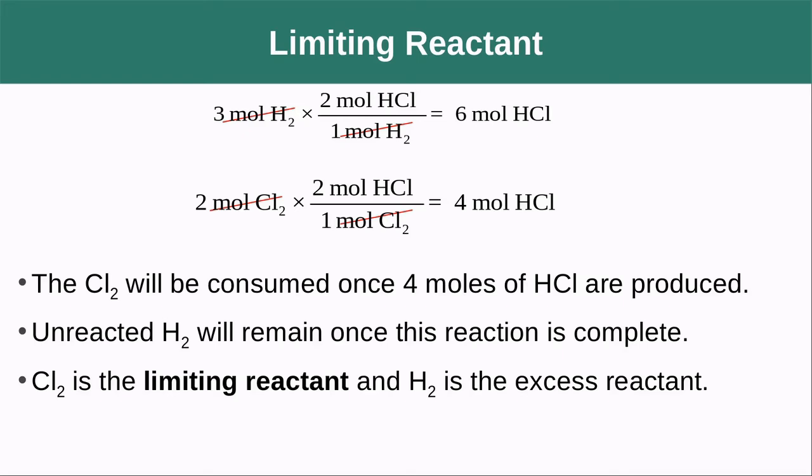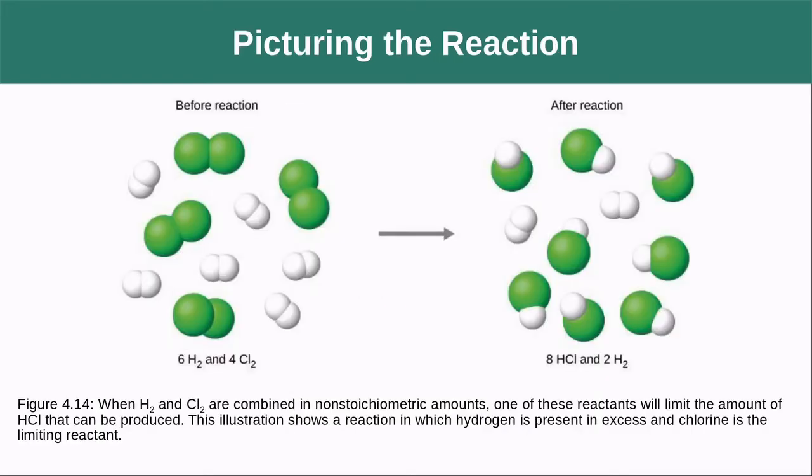If we have 2 moles of chlorine, we'd produce 2 moles of HCl for every 1 mole of chlorine, and that would be a total of 4 moles of hydrochloric acid. So once we had made 4 moles of hydrochloric acid, we would have used up all of our chlorine. So in this case, chlorine is the limiting reactant and hydrogen is the excess reactant. Here we can picture this actually happening, where we're mixing chlorine and hydrogen and we have some leftover hydrogen.